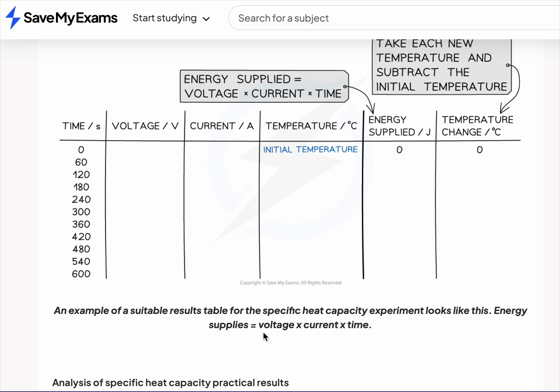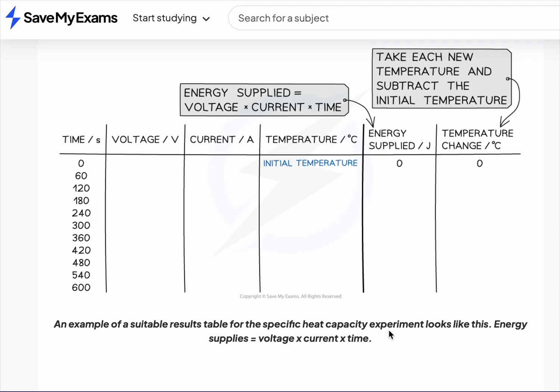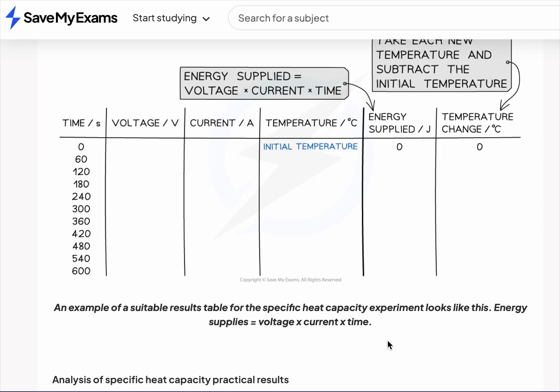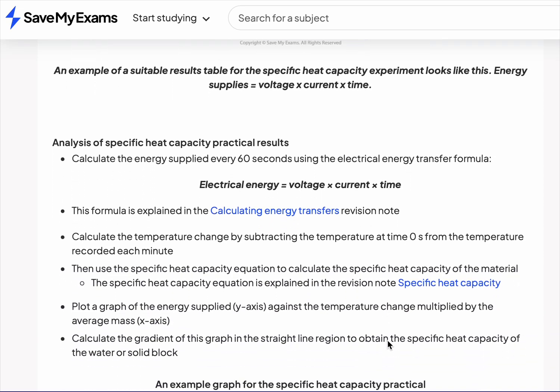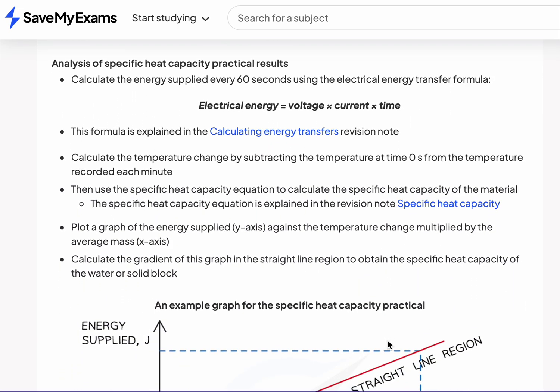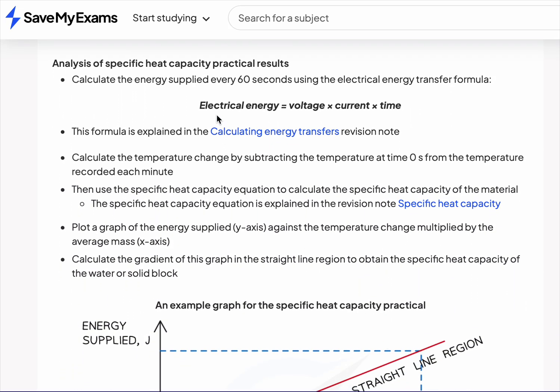So the energy supplied, as I told you before, is the voltage in volts multiplied by the current in amps times the time in seconds. That's how much electrical energy has been transferred. So it's electrical work, if you like, to the water in this case. This is what they're telling you is the equation for energy transfer.